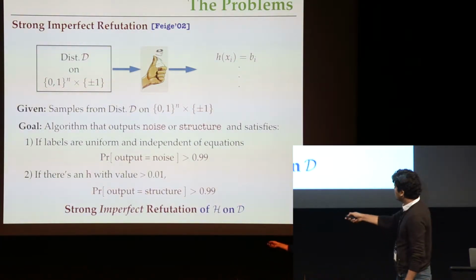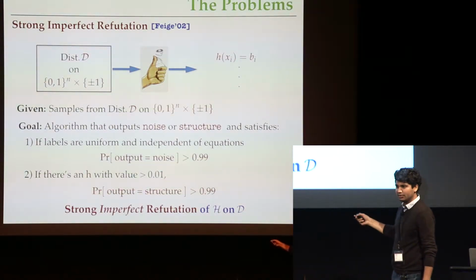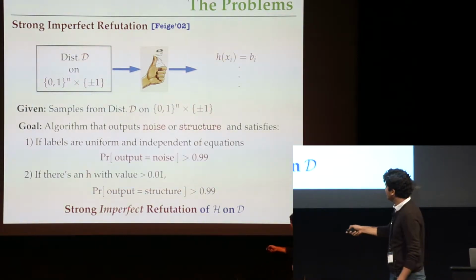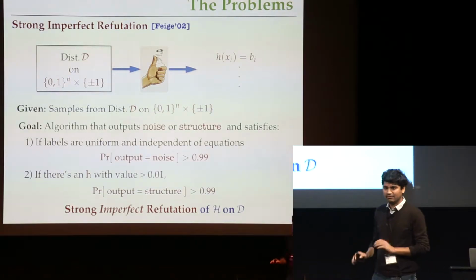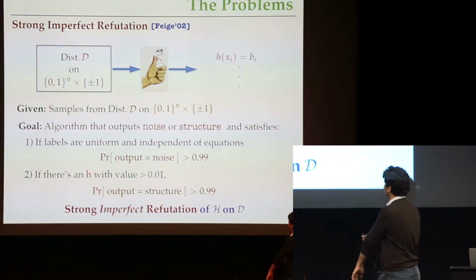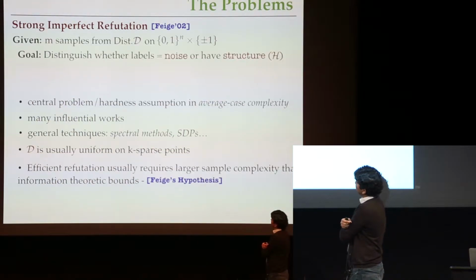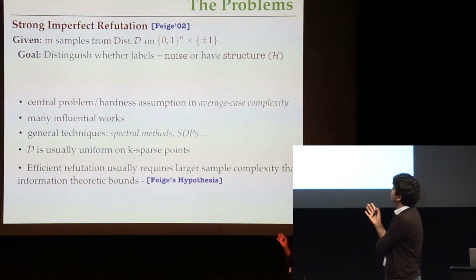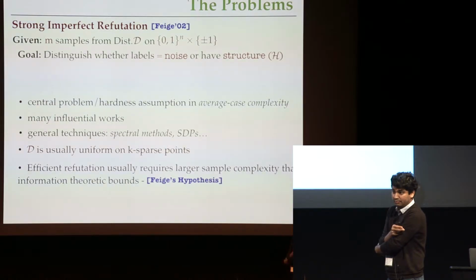Strong here refers to the fact that the correlation is not 1, it's like 0.01. So in some sense, I want to succeed in a stronger regime. The imperfect actually refers to this not being 1 but 0.99. Just in case there is some reason for the words. Great. And just like before, I want to make a few simple comments about this strong imperfect refutation problem.